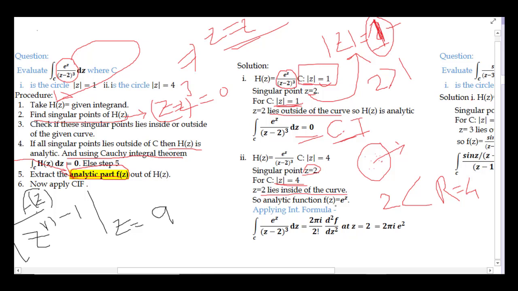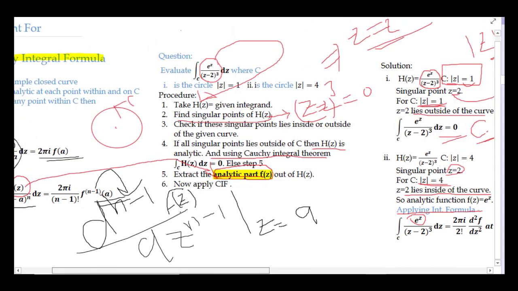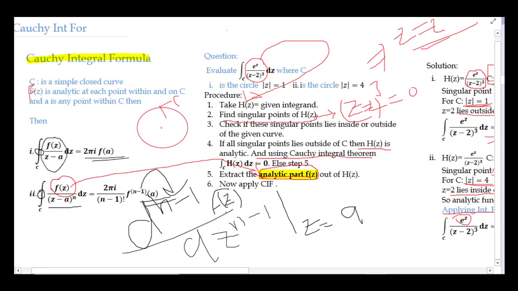The curve is changed now, so it lies inside the curve. So H(z) is not analytic. But what is analytic now? e to the power z only. That e to the power z is analytic. Now I can apply the Cauchy integral formula, and this is treated as f(z) divided by (z minus a) whole cube. If you can see here, the integral of f(z) upon (z minus a) raised to the power n dz equal to 2 pi i.